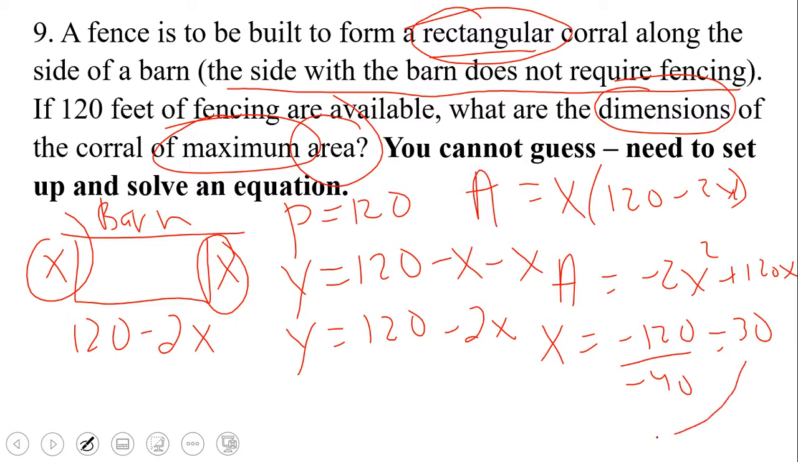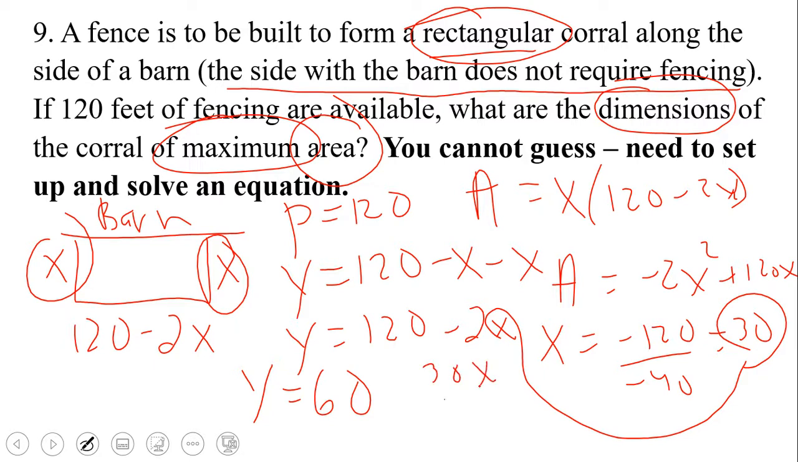In order to find the other dimension, you're going to plug 30 in for this x right here. That's going to give you 120 minus 60, which is going to be 60. So your answer here, what are the dimensions? Your dimensions are 30 feet by 60 feet. And again, if you actually wanted to find the area of that corral, you could just multiply those 2 things together. Obviously, it should make sense here to get only positive answers. If you're building a barn with a negative side length, then I don't think that's going to work out for you. So keep common sense in mind as you work through these problems.